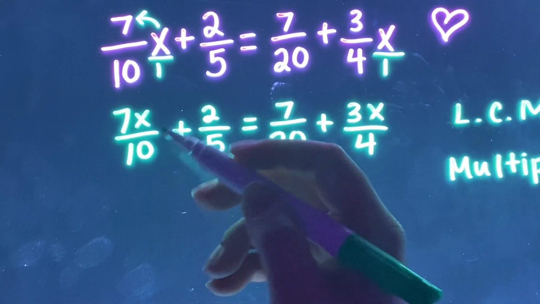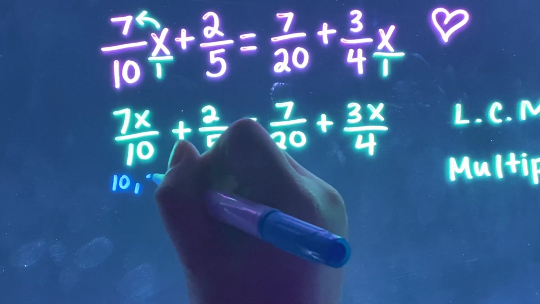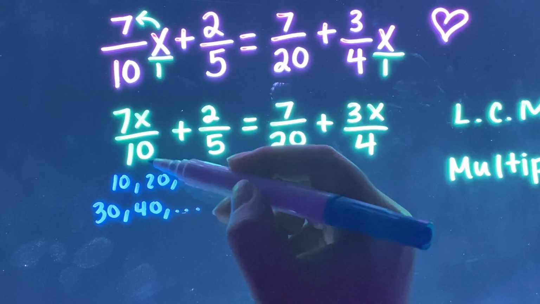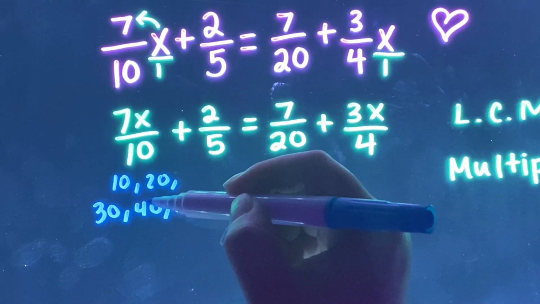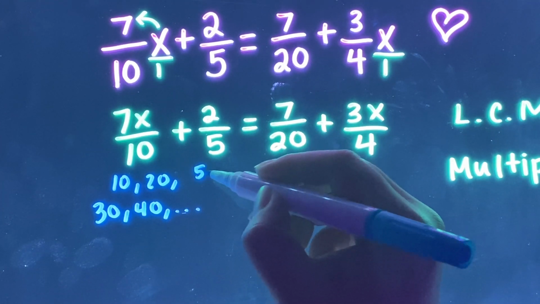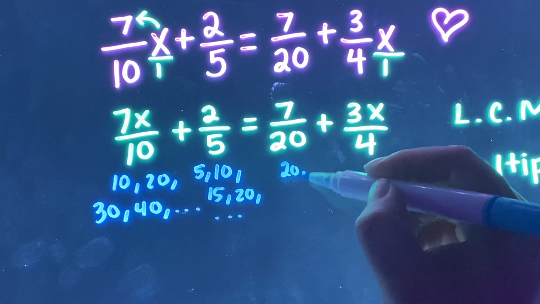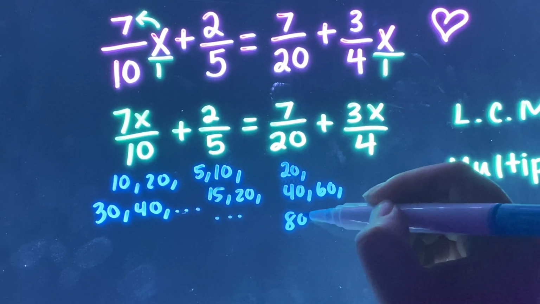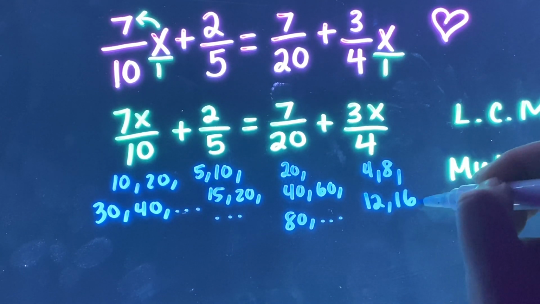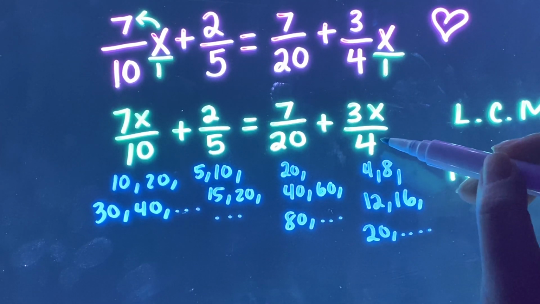So positive multiples of 10, for instance, are 10, 20, 30, 40, etc. Does that make sense? So 10 goes into 10 once, 10 goes into 20 2 times, 10 goes into 30 3 times, 10 goes into 40 4 times, etc. a whole number of times. And some positive multiples of 5 are 5, 10, 15, 20, etc. And multiples of 20 would be 20, 40, 60, 80, etc. For positive multiples, that is. And then for 4, it'd be 4, 8, 12, 16, 20, dot, dot, dot. So 4 times 1 is 4, 4 times 2 is 8, 4 times 3 is 12, etc.